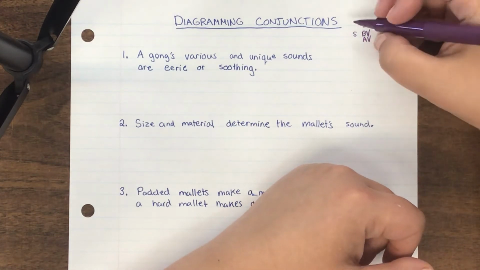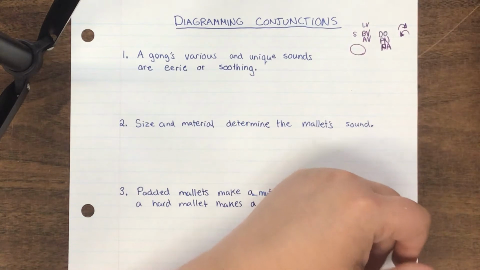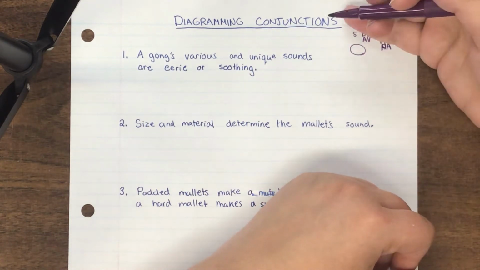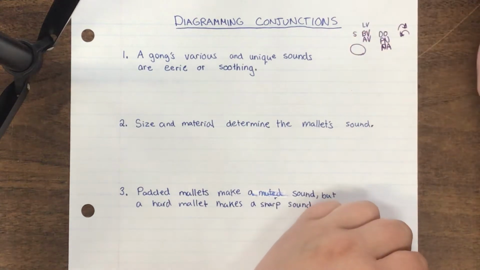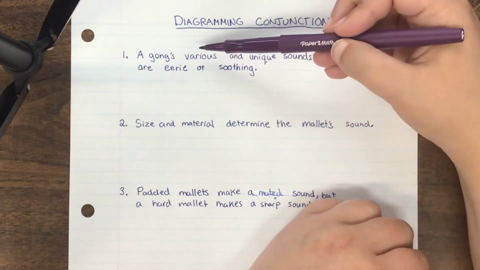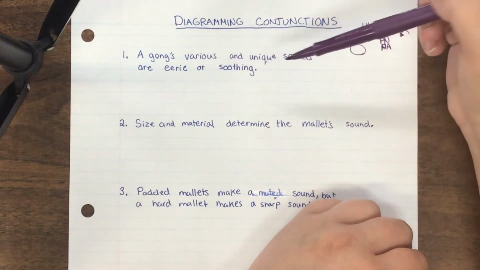And to add in to our conjunctions, I'm just going to circle any conjunctions that I see in my sentence as well. So that's the new one that we're adding in, and hopefully it'll be pretty good. So here's our first sentence. A gong's various and unique sounds are eerie or soothing.